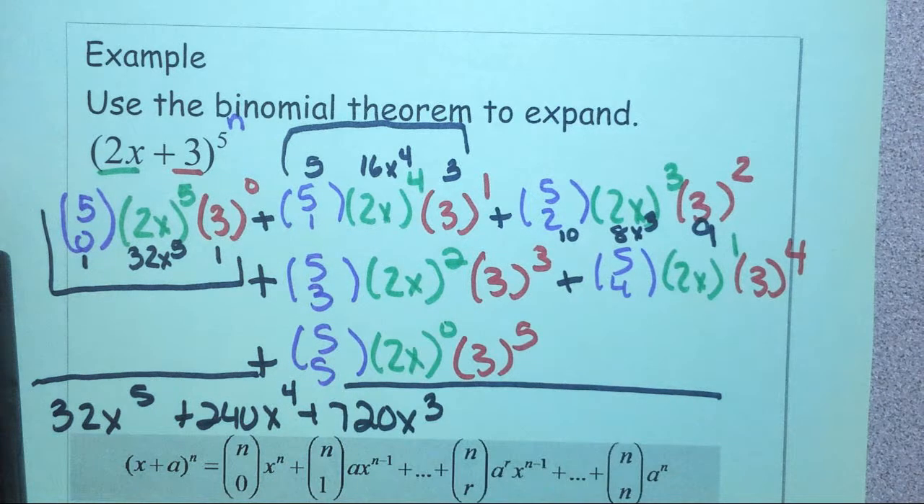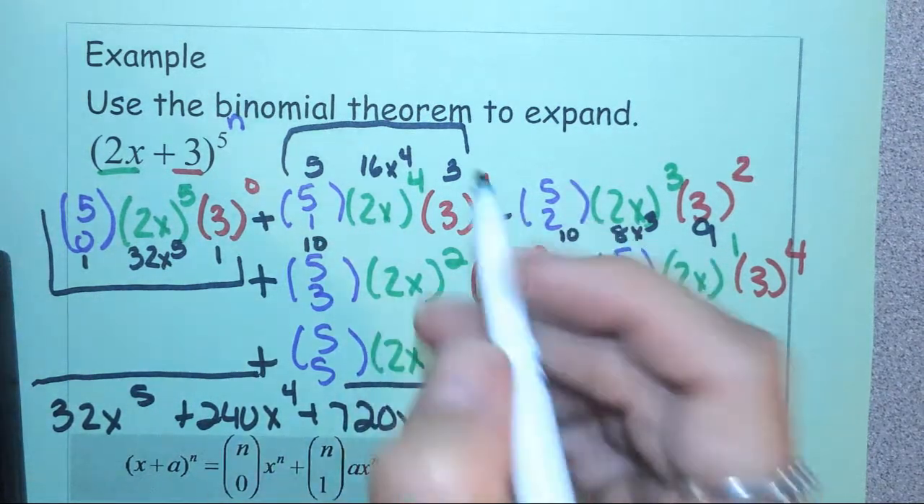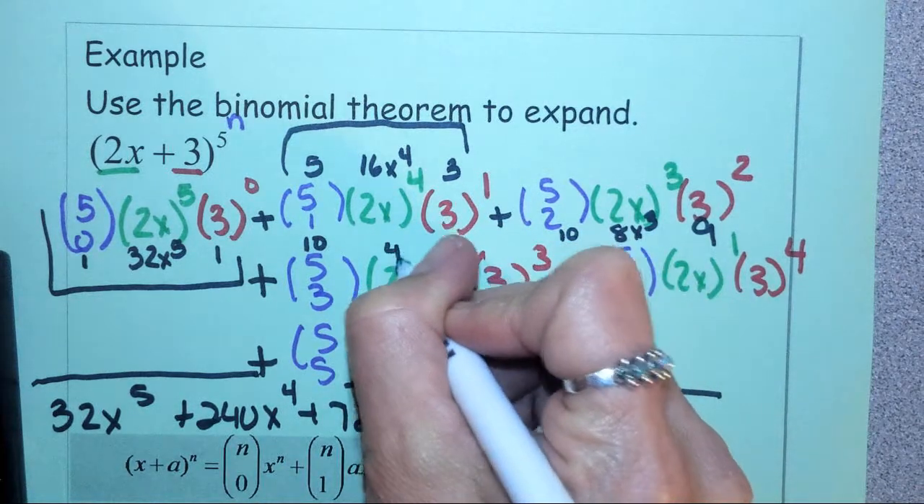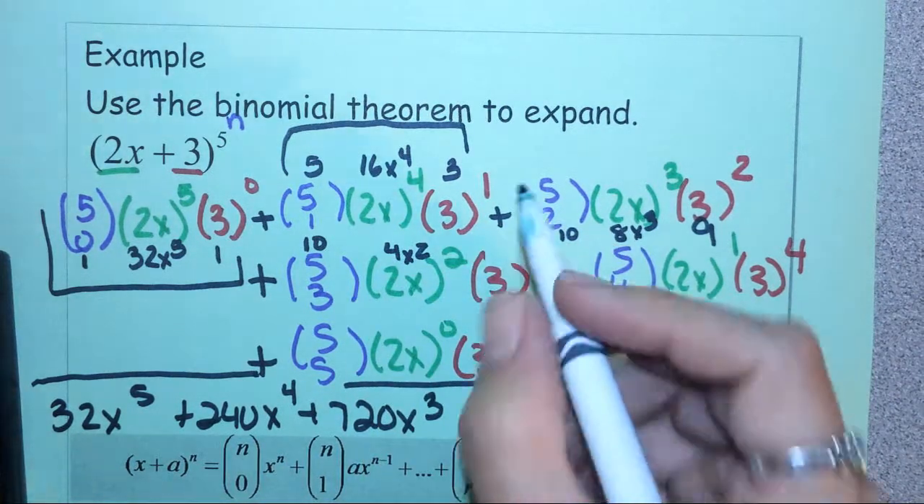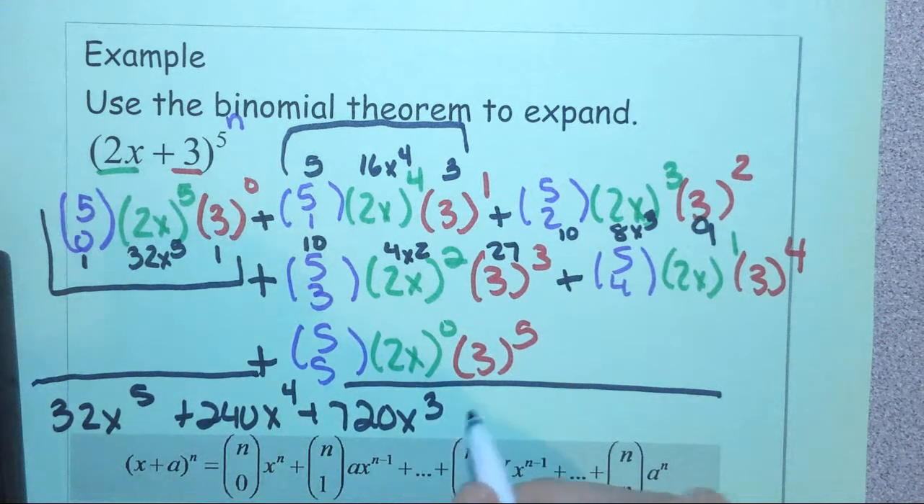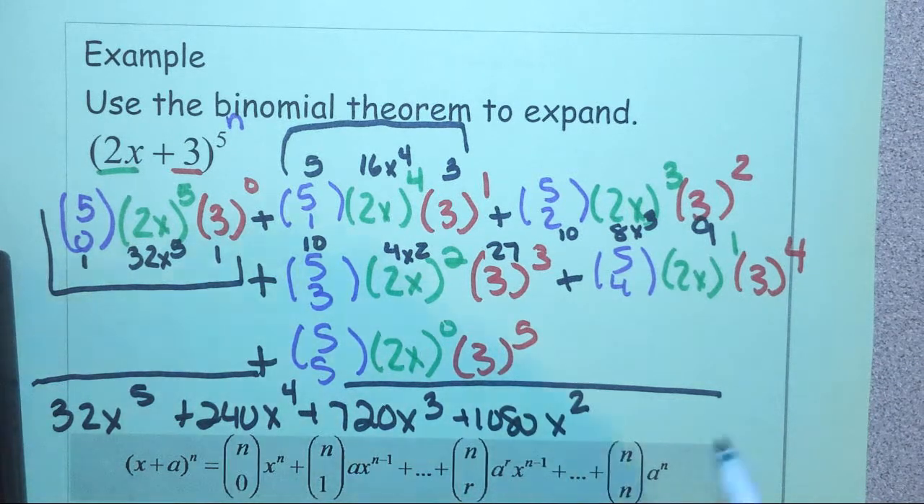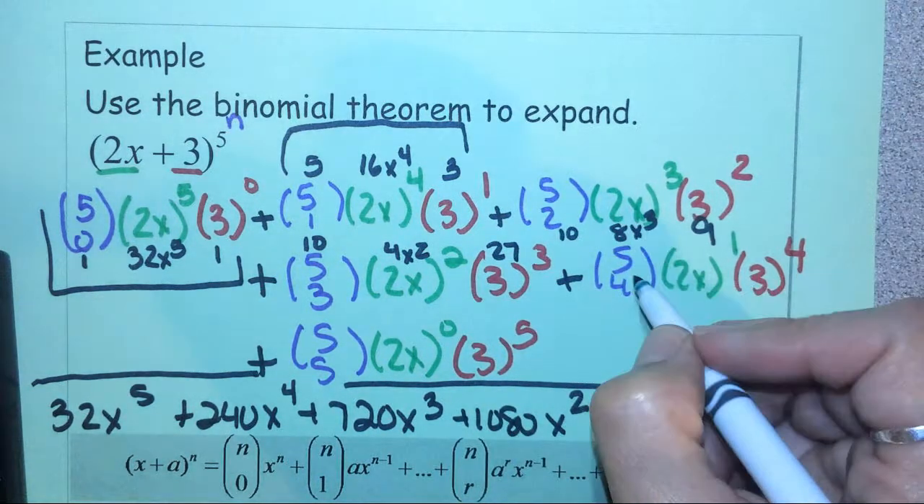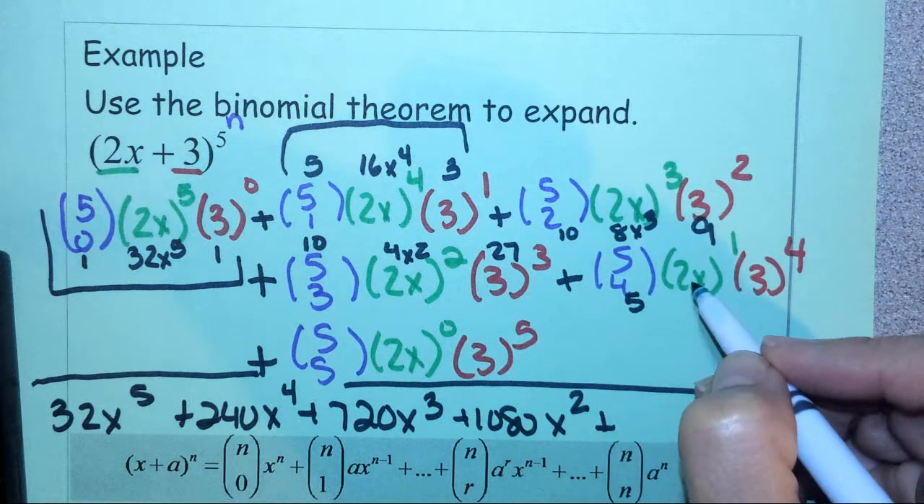So we have 5 choose 3. 5 choose 3 is 10. 2x squared is 4x squared. 3 to the third is 27. So we do 10 times 4 times 27. We get 1080x squared. 5 choose 4, we get 5.